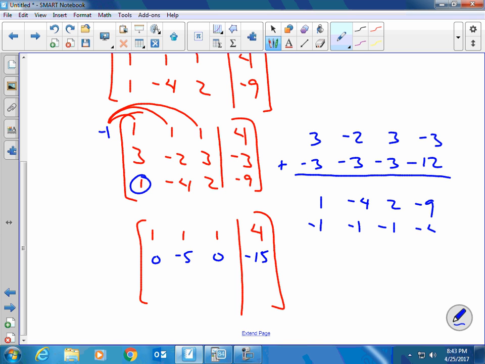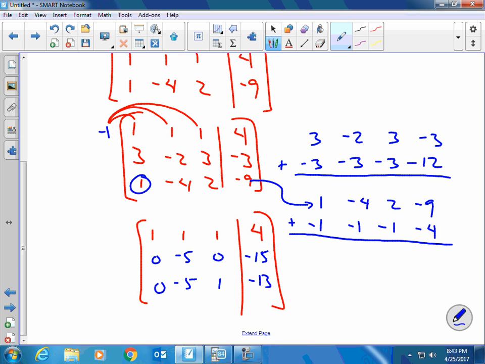You may not want to rewrite that. That might be too much rewriting. It might get too confusing. Just be organized as you do this. Adding these two rows together, I get 0, negative 5, 1, negative 13. So I rewrote this row here, and then I multiplied the first row by whatever I needed to multiply by to get those first entries to cancel.